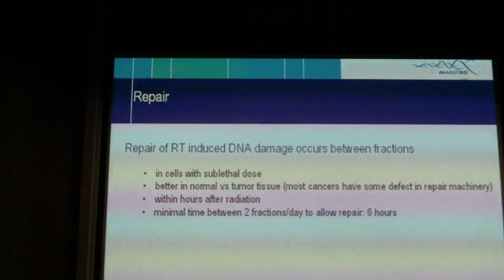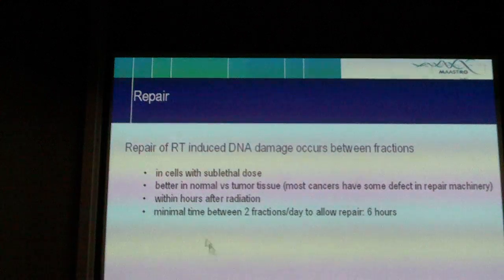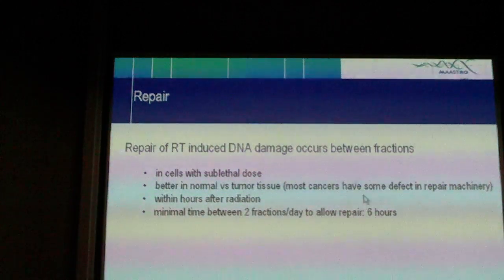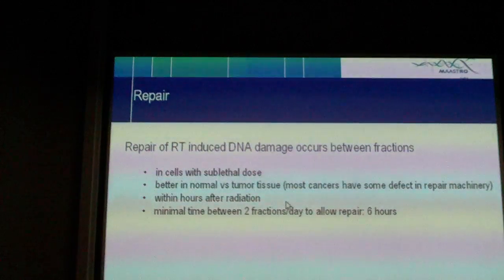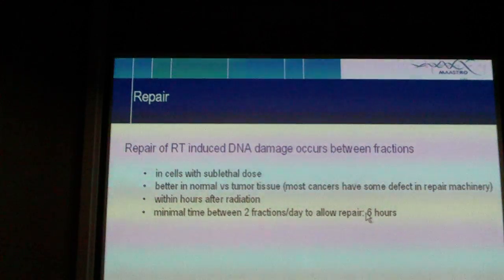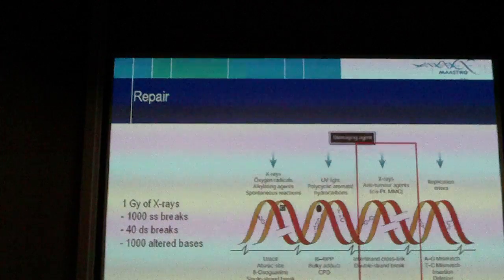So, the repair. The repair of radiation-induced DNA damage occurs in between fractions. So not during irradiation, but really in between a fraction. It only occurs in cells which are sublethally irradiated. The repair is better in normal tissue versus tumor tissue. And why is that? Because most of the tumor cells or cancers have defects in their repair machinery. Repair itself occurs within hours after radiation, so it's fast. And the minimal time between 2 fractions to allow DNA repair on one day is 6 hours. So you can irradiate the patient in the morning and in the evening, having a fully repaired DNA.